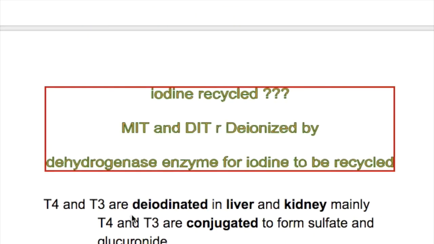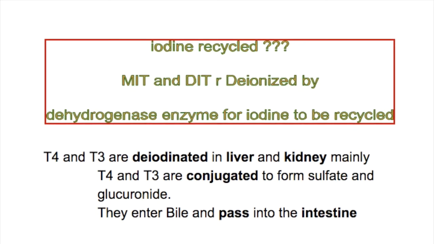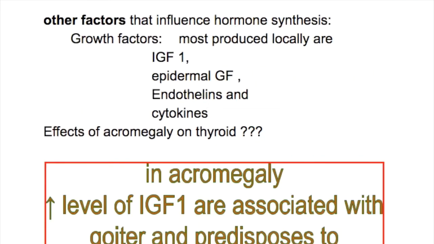Then T4 and T3 are deiodinated in the liver and kidney. Mainly T4 and T3 are conjugated to form sulfate and glucuronide. They enter bile and pass into the intestine. Other factors that influence hormone synthesis are growth factors produced locally: insulin-like growth factor, epidermal growth factor, endothelins, and cytokines.